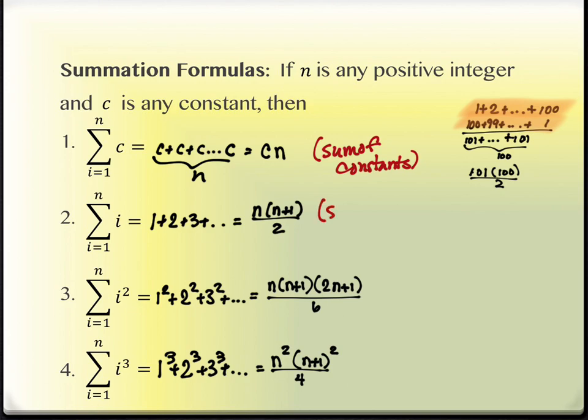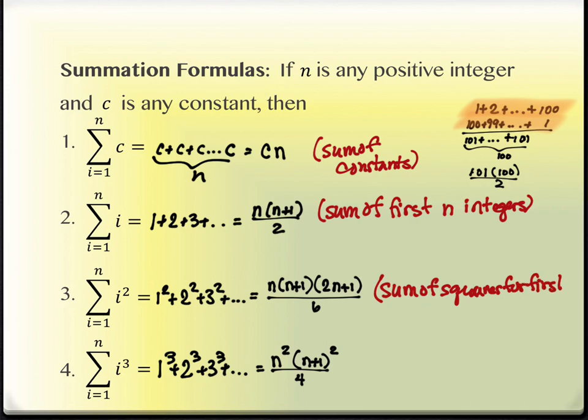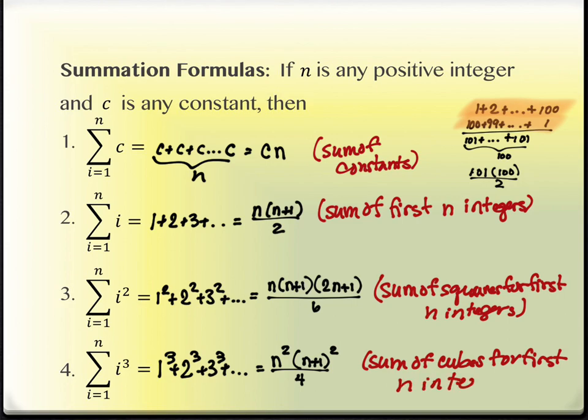The second one is the sum, these are sort of descriptions, sum of the first n integers. The next one's called sum of squares. So this is sum of squares for the first n integers. What do you suppose the last one's called? Yeah, sum of cubes. It's the same thing we just did, but with cubes, right? So I have the sum of cubes for the first n integers.